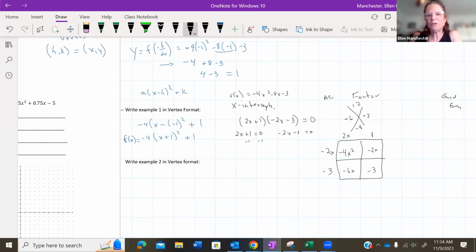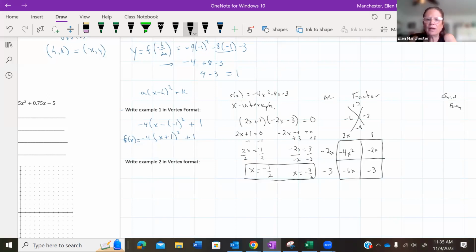So now I'm just solving. And this is another part of algebra that you need to be super, super comfortable with. You should never even have to think twice about solving an equation, especially a linear equation. So here I'm going to add 3 to both sides. And I get a -3/2. So these are my two x-intercepts.